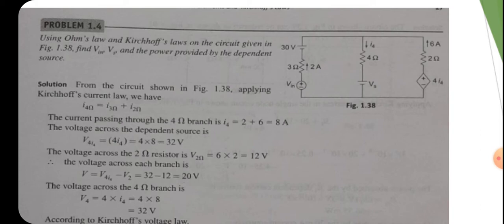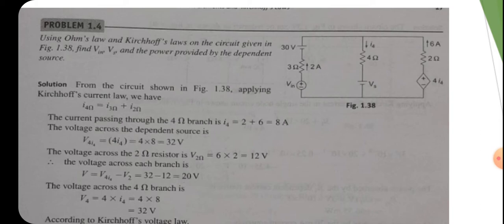When you get I4, you can find the value of the current controlled voltage source. Its value can be written as voltage of 4I4. 4I4 is a voltage source. Voltage of 4I4 is equal to 4 into I4, and the value of I4 is 8 ampere. Therefore V4I4 equals 4 into I4, that is 4 into 8, that is equal to 32 volt. So V4I4 is equal to 32 volt. So two quantities we got, I4 and 4I4.